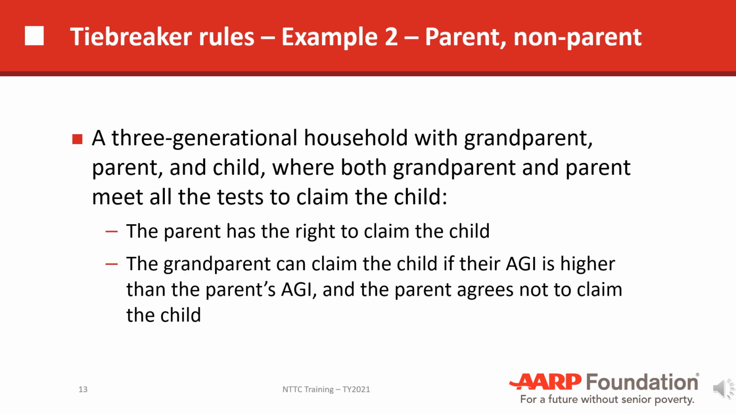Example number 2. This is a 3-generational household with a grandparent, a parent, and a child, where both grandparent and parent meet all the tests to claim that child. The parent has the right to claim the child first and foremost. The parent gets that right. The grandparent, however, can claim the child if their AGI is higher than the parent's AGI and the parent agrees not to claim the child.